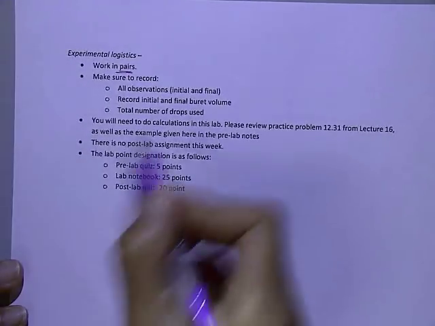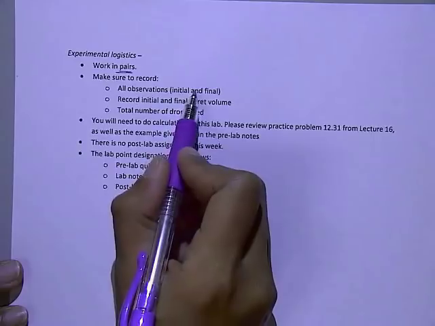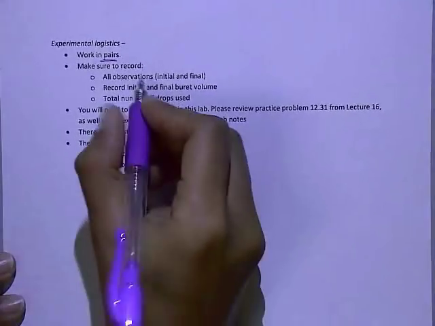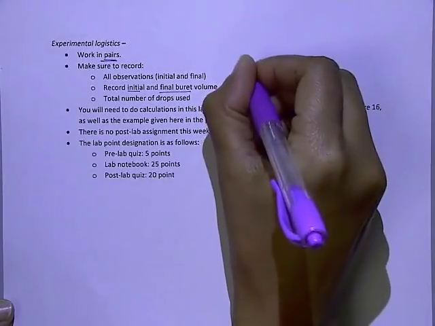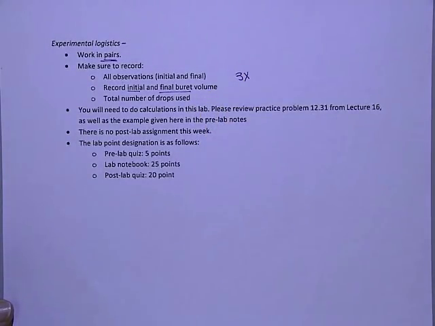As I mentioned over and over again, make sure you record all initial and final observations. It's very important to record your initial and final burette volume. Please read the instructions carefully because it tells you to refill your burette each time, because you really don't know how much of the standard sodium hydroxide solution you're going to need for each trial. You're doing each trial 3 times and you're taking the average of that.